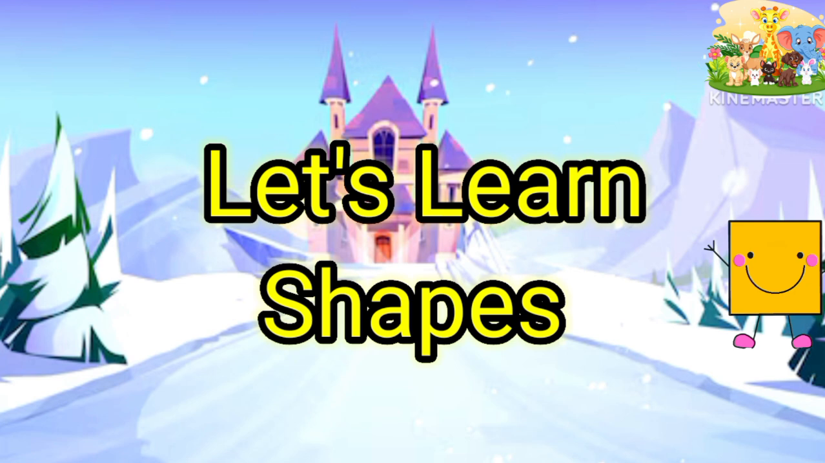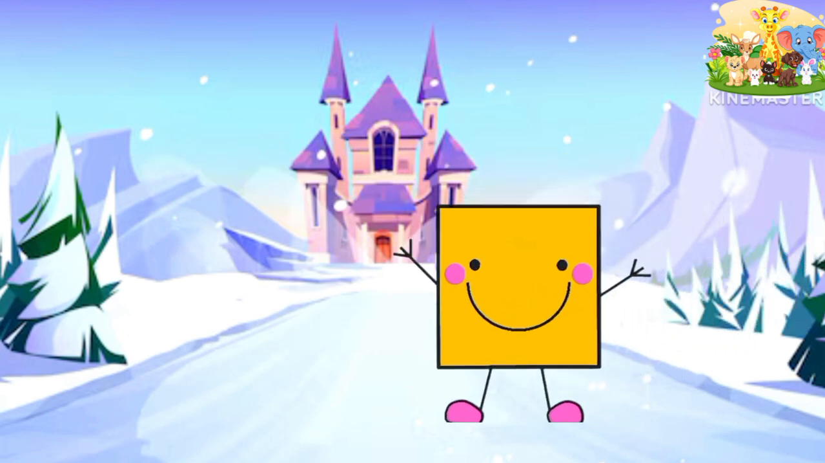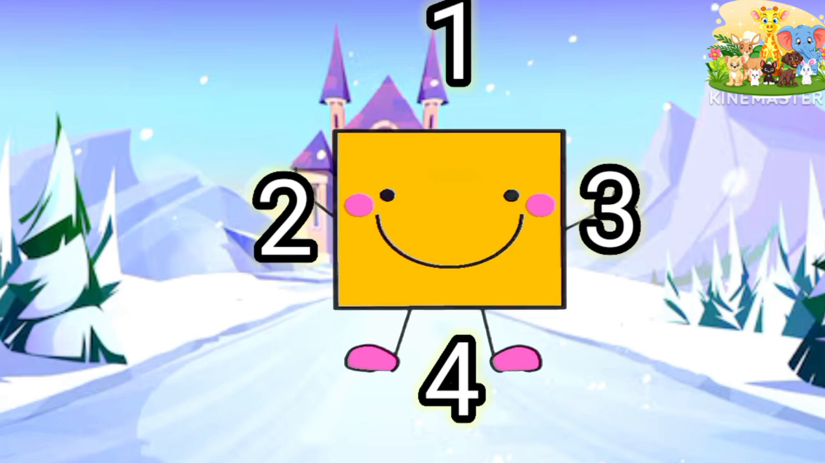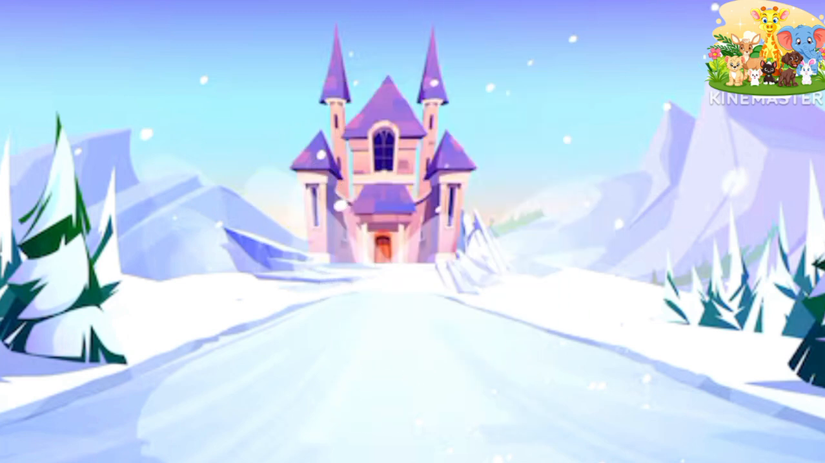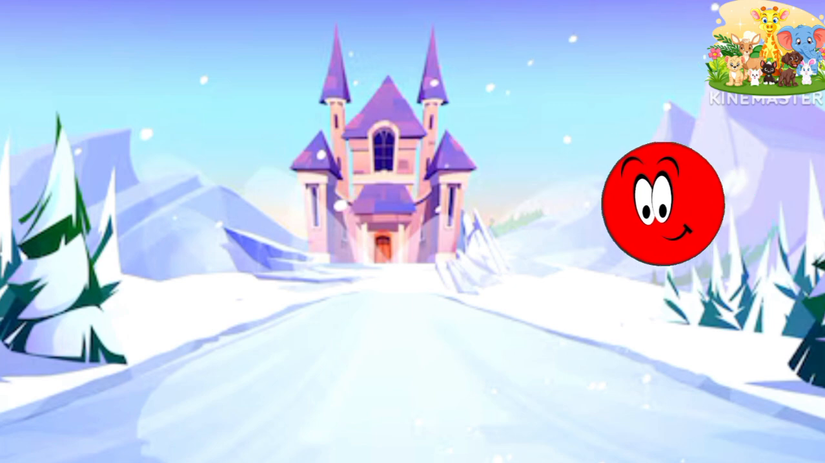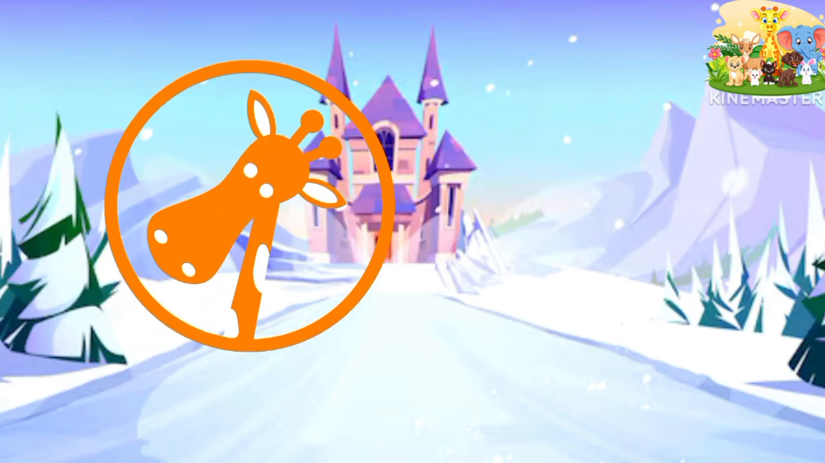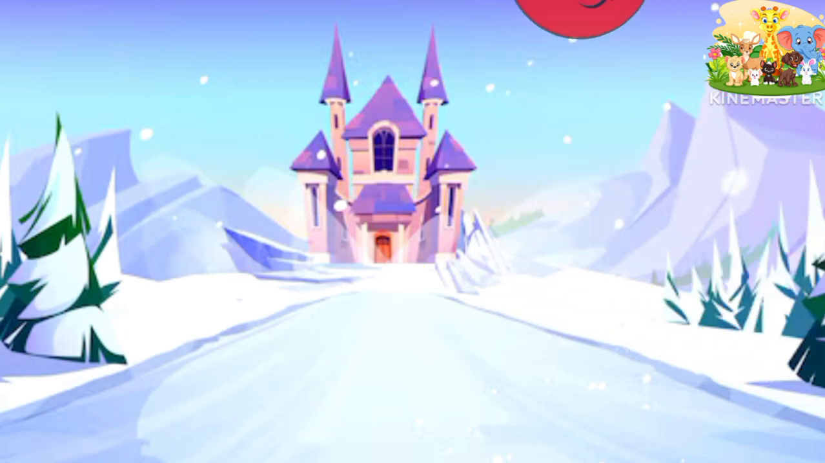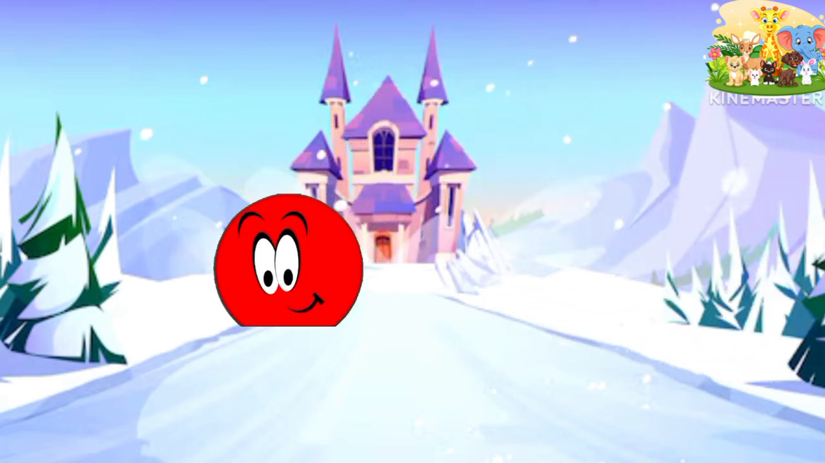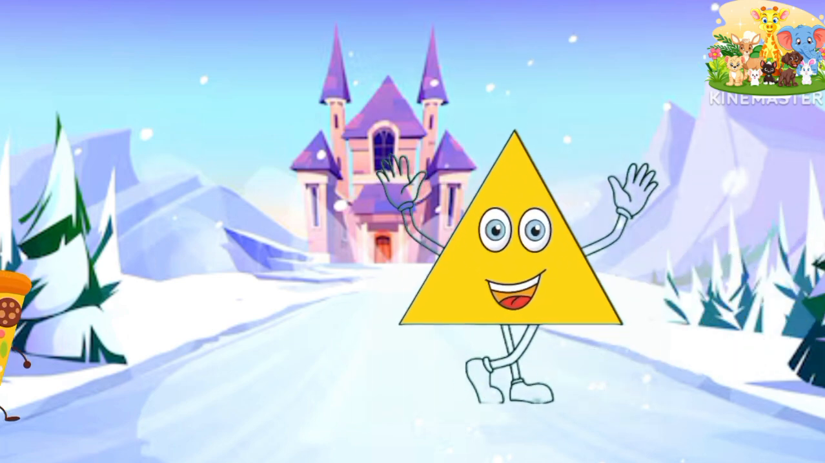Let's learn the shapes. I am a square. I have four sides. I have four corners. I am a square. I am a circle. I am round. I have no side. I have no corners. I am a triangle.